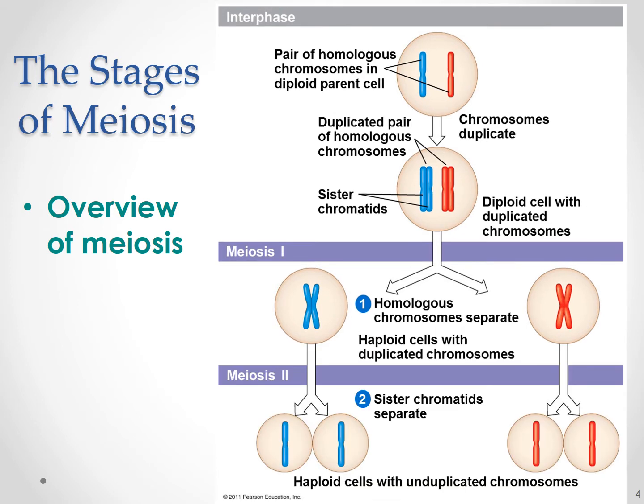That is meiosis 2. Now, meiosis 2 is much more similar to mitosis because during meiosis 2, it's sister chromatids that separate during anaphase 2 of meiosis. This results in haploid cells, okay? And basically, these are the gametes right here.